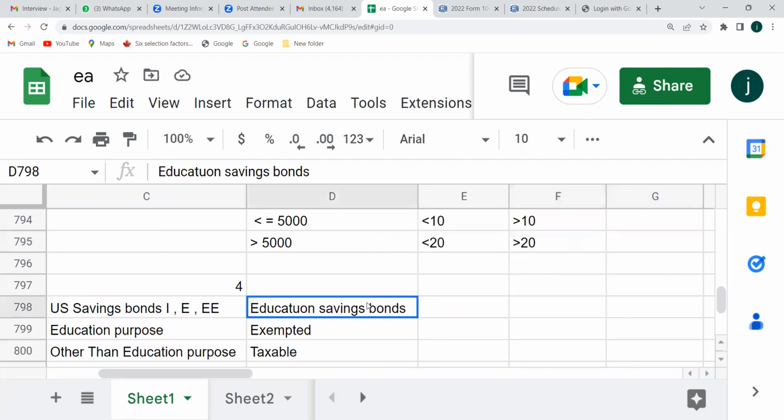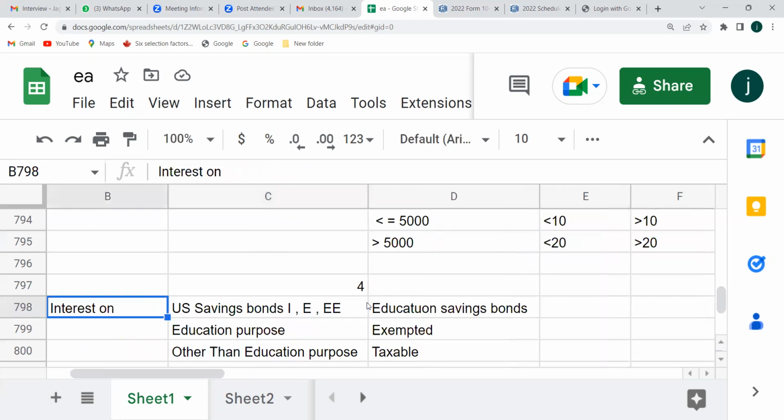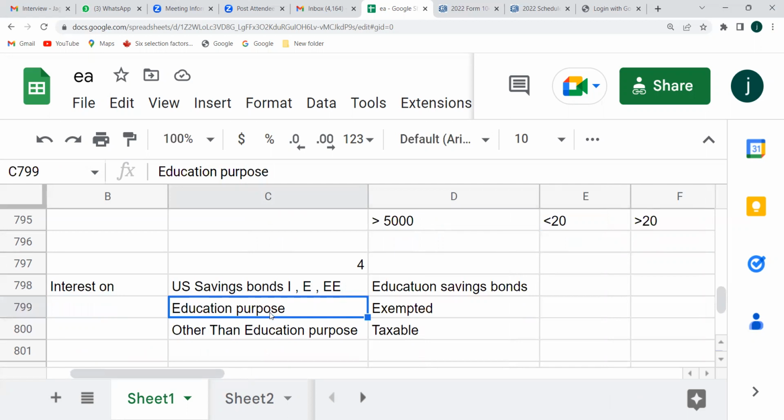And then you mentioned something about the US savings bonds. There are three categories which you mentioned: I, E, and double E. These are basically the education savings bonds. And if it is used for education purposes, it would be exempt.